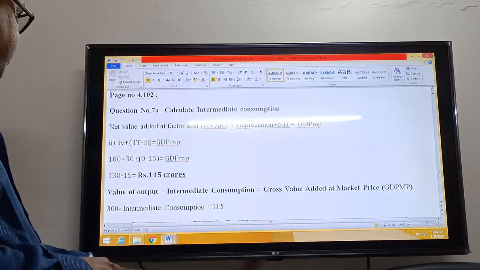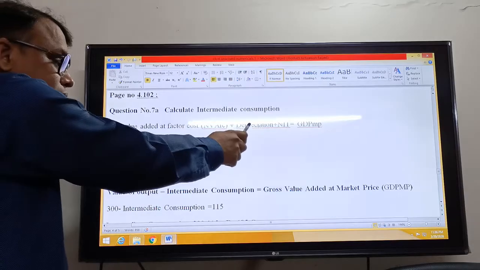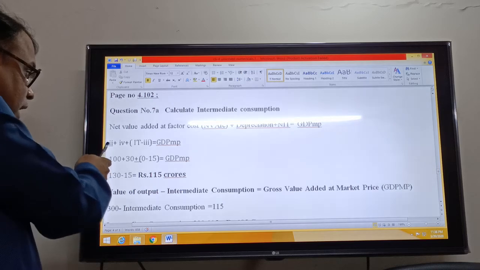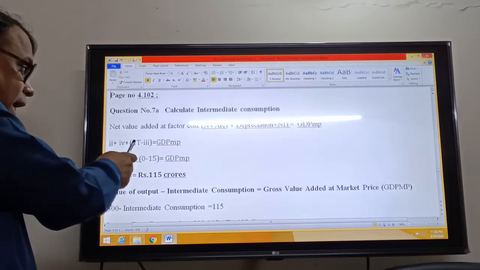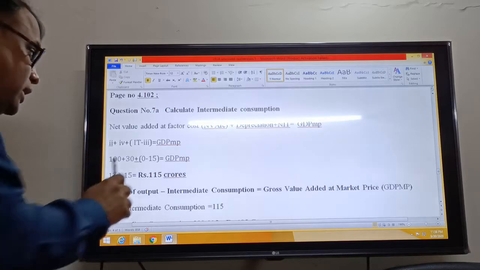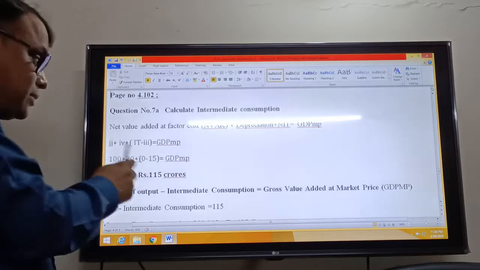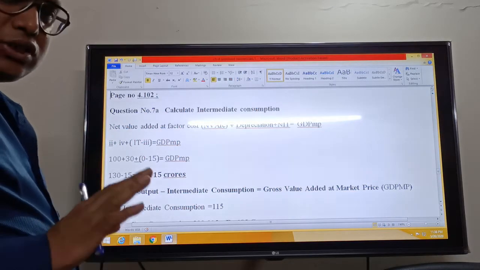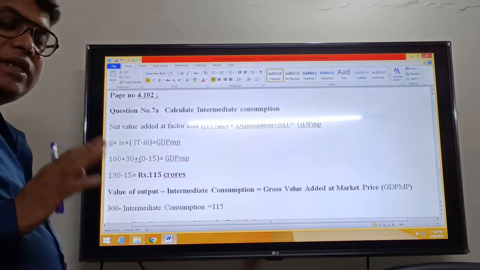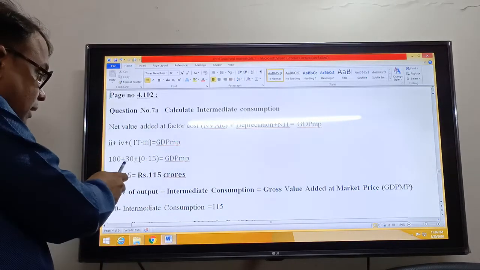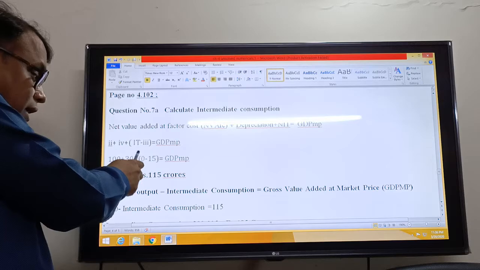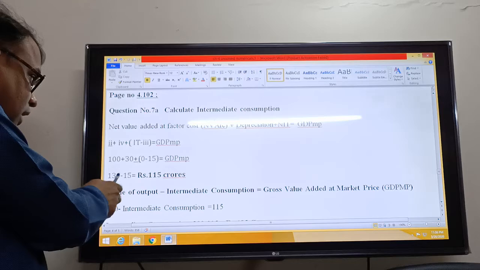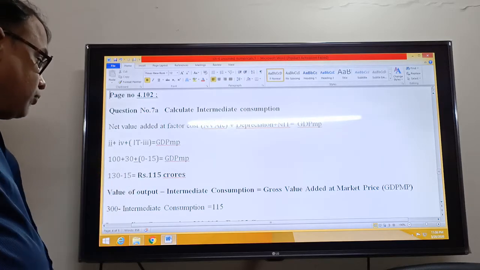See, let's start. NVFC plus depreciation plus NIT is equal to GDPMP. Okay, put the values in the formula. Item number 2 plus item number 4. IT is not given, so we'll take IT as 0, because it is assumed 0 if any item is not given, minus the third item, that is subsidy, is equal to GDPMP. 100 plus 30 plus IT 0 minus 15 is equal to GDPMP. 130 minus 15 is equal to 115 crore.